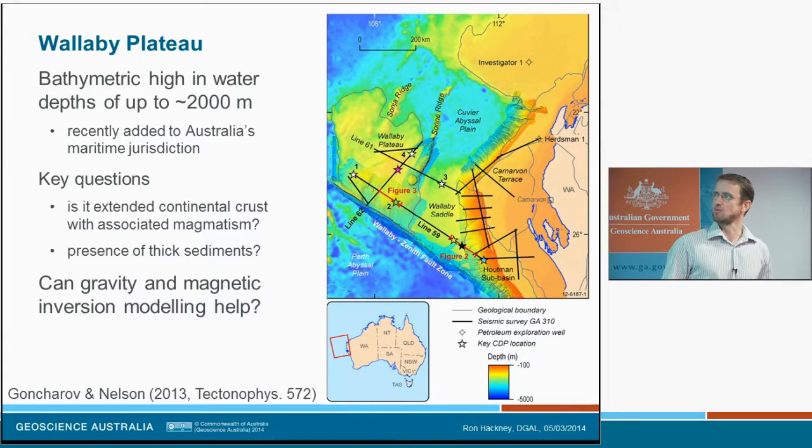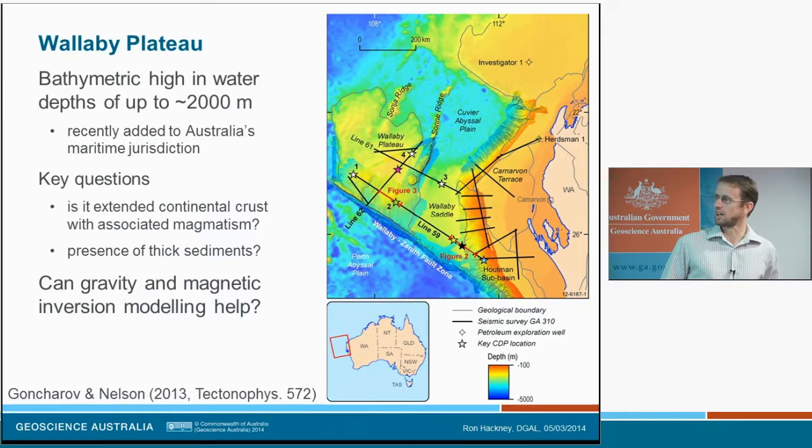So the key questions here might be, well, very fundamental, is this a piece of continental crust? Because if it's a big build-up of just volcanic rocks, for example, it's probably not particularly interesting from a hydrocarbon resources perspective. Is there any thick sediments here? And the question then is, well, can gravity and magnetic inversion help the modelling here?